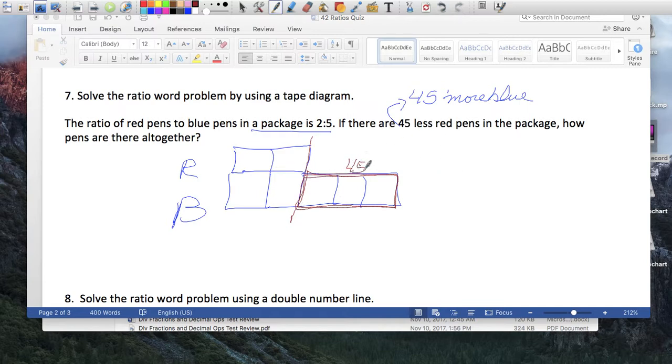So I'll put 45 right on top here. What's one number that can go in all 3 boxes so that it adds up to 45? That number is 15. So the other two boxes are 15, and the other two on top are 15 as well. How many pens are there altogether? Now you have to add. For red, it's 15 and 15, so there's 30 red. For blue, it's 15, 30, 45, 60, 75. 75 blue pens. If you add them up, you get 105 altogether.